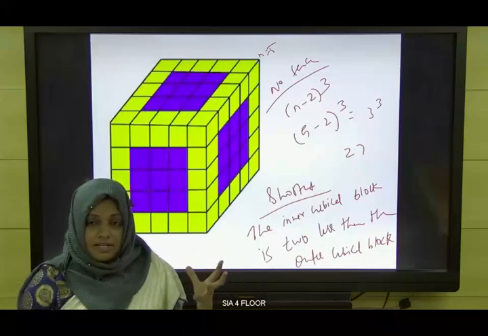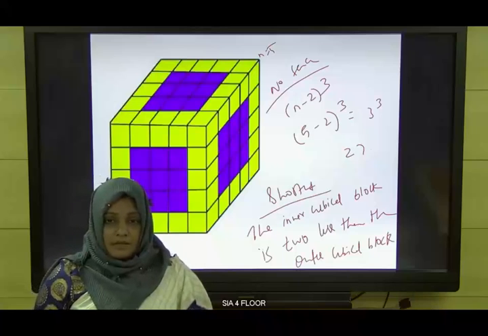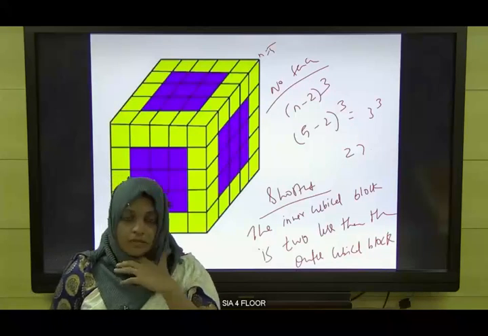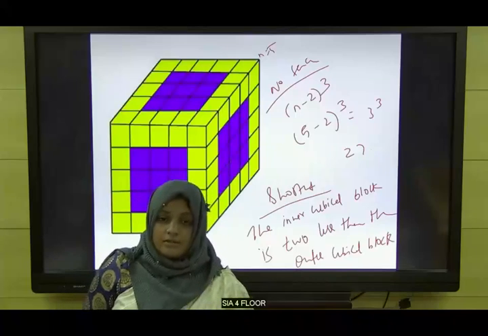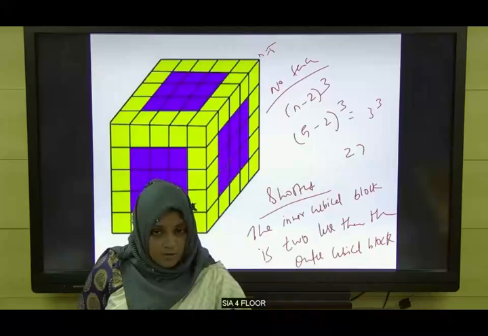So here 5 cube is the outer, so the inner will be 3 cube, which is 27. So the inner block will be 2 less than the outer block. You can either remember it like this or you can remember the formula. That's all for the cube, it's over.